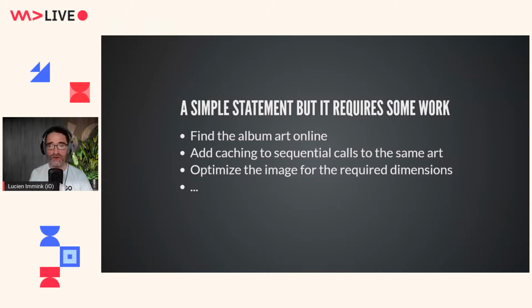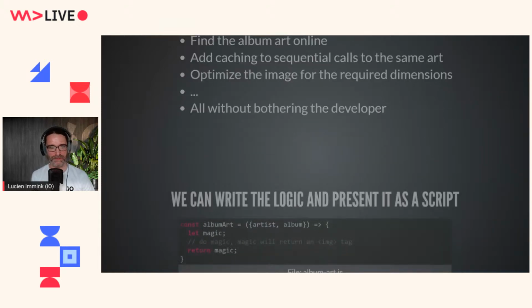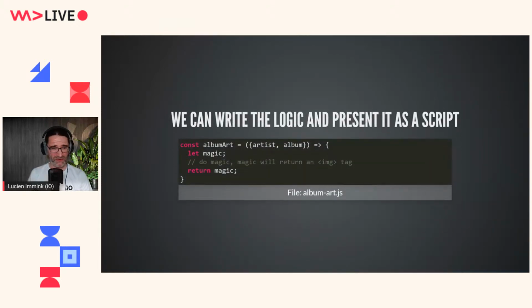I can think of so many other things that I want to do, but the most important here is that I want to do it without bothering the other developers. So I want to do the heavy lifting, and I want to give you something that if you need album art, you just type in, I want album art for U2. You press enter, and it magically shows you the album art. So what I can give you, from a pure web developer perspective, is some kind of logic that I write, and I can present it to you as a script.